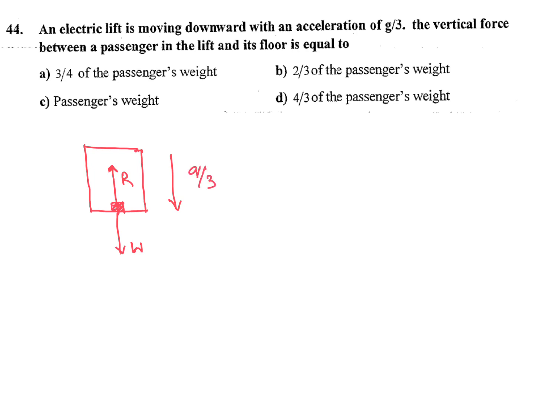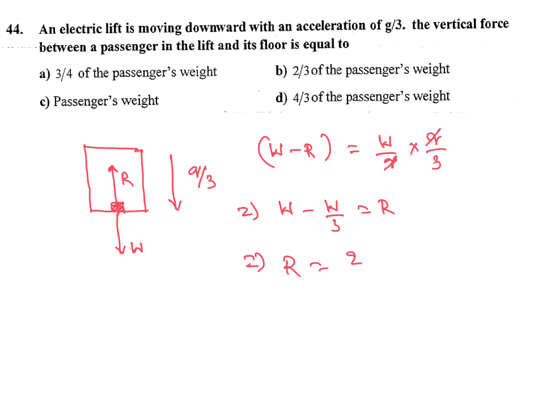So W minus R is W by g into g by 3. The g cancels. We have to calculate R. W minus W by 3 equals R. So R equals 2 by 3 W, or 2 by 3 of the passenger's weight. From the options, B is our answer.